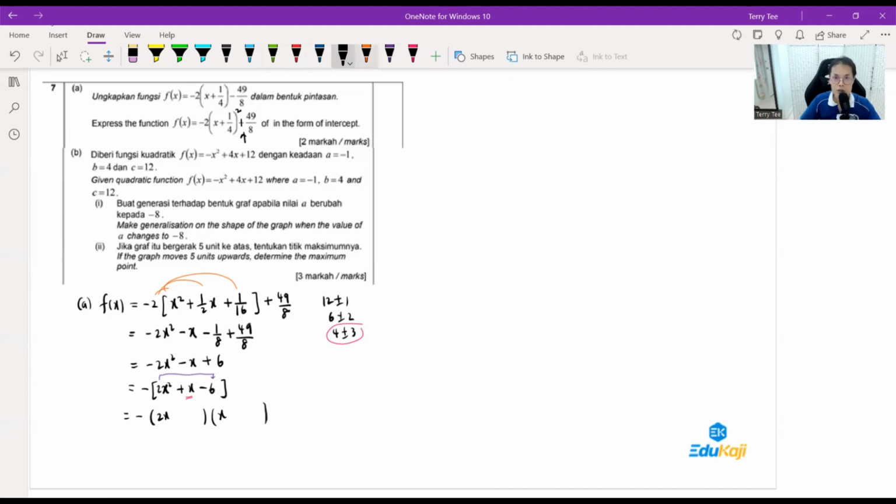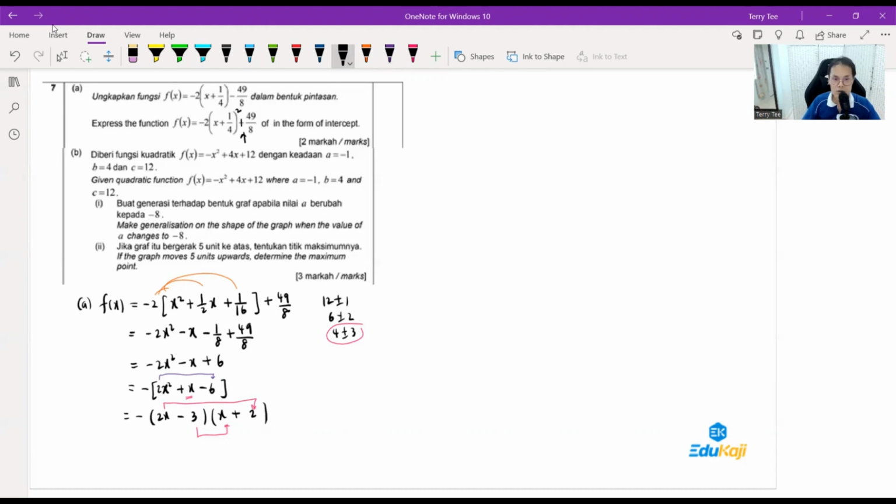Now, if I put 2 here, that means my 4 should come from this and 3 should come from here. To get 4, I put a 2. To get 3, I put 3 here. 4 should be positive, 3 should be negative. There you go. You can leave your answer like this.